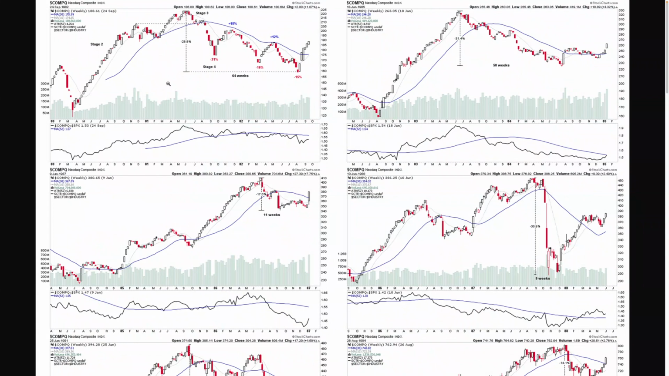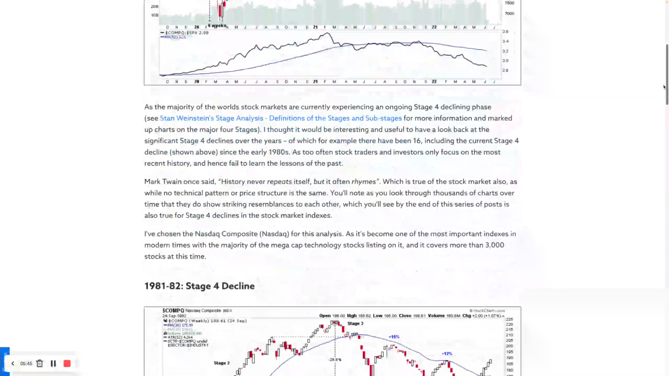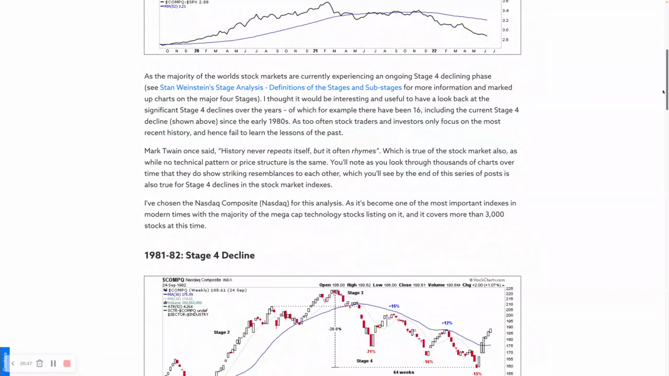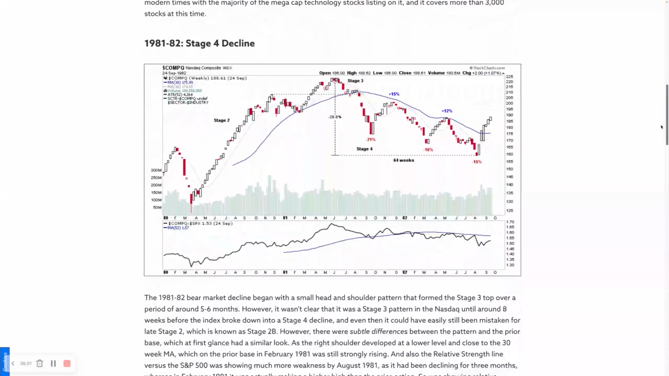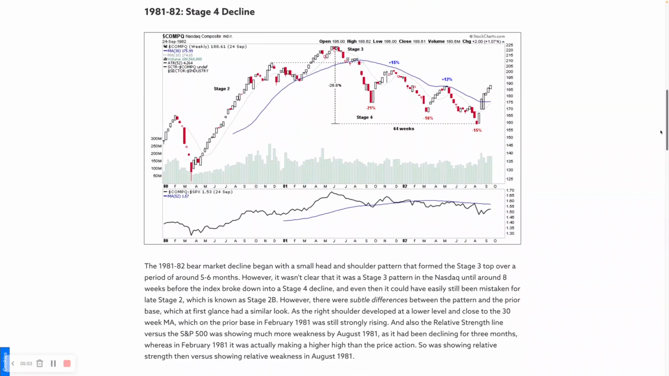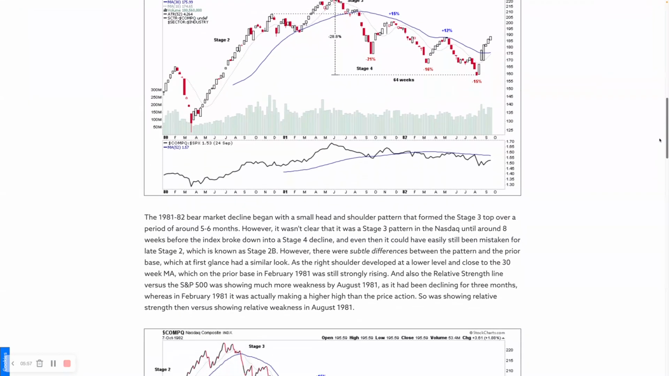I've done a bigger post yesterday on this 1981 to 82 stage 4 decline. If we flick through into that quickly, I can show you the full post in here. So the free members only got the first part of the post, but obviously the paying members got the full post, and we'll get follow-up posts to this.